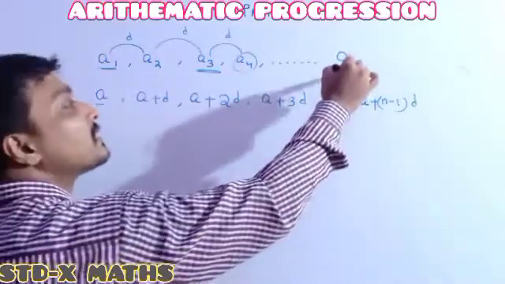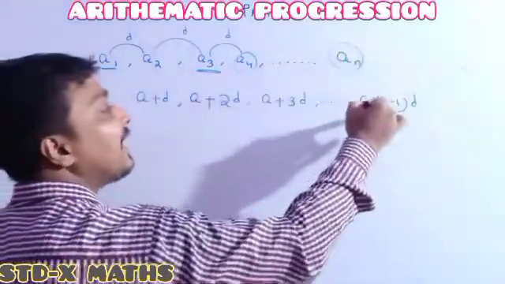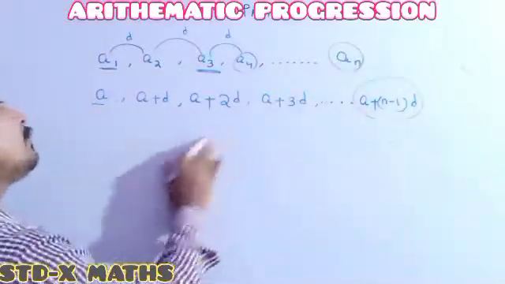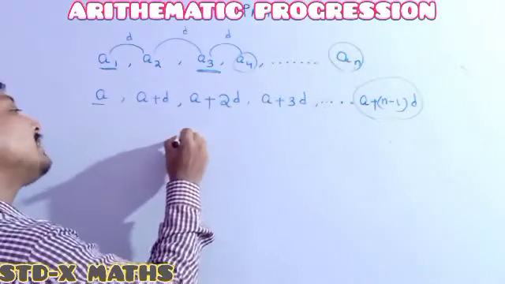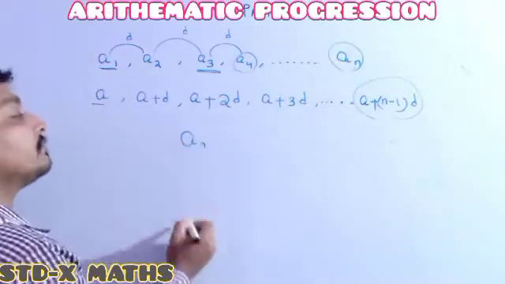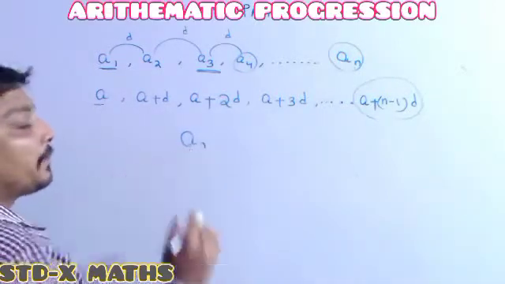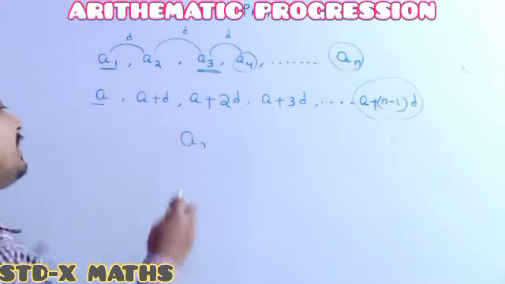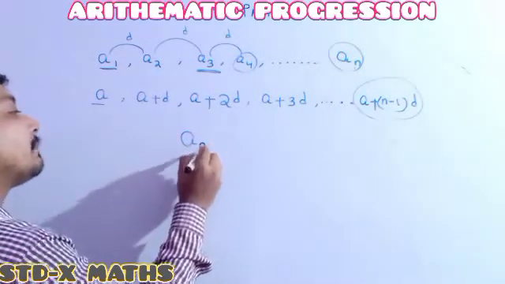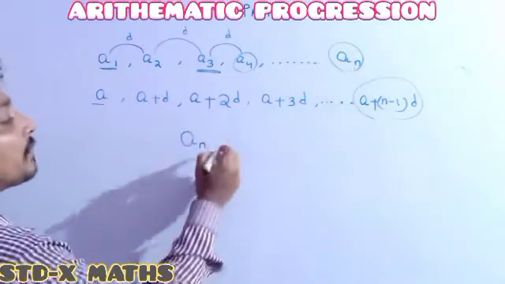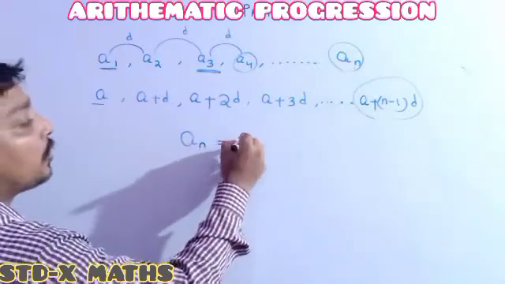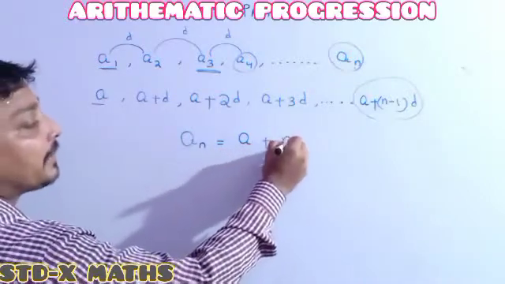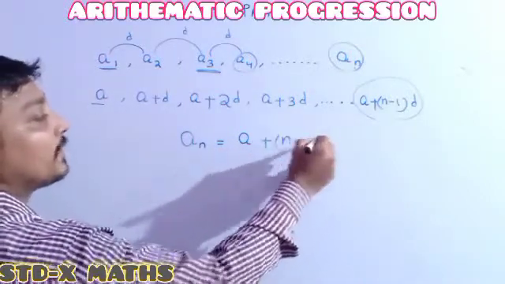And one thing you must remember: the nth term a_n is equal to a plus (n minus 1) times d. For any term, whether it is the first term, second term, or third term, n may be 1 or 2 or any number. The formula is always a, which is the first term, plus (n minus 1) into d.